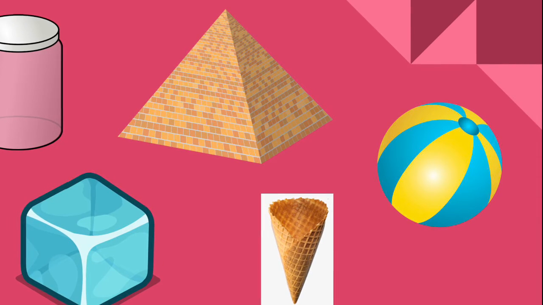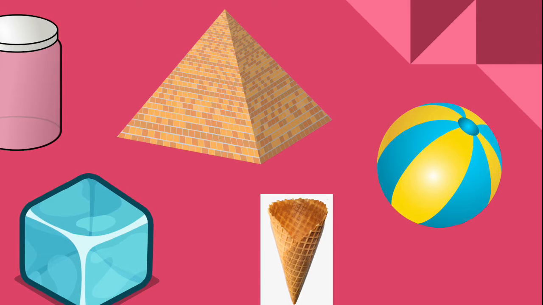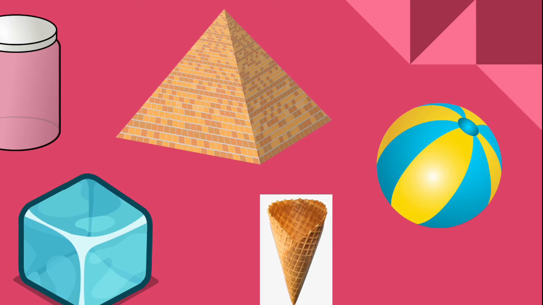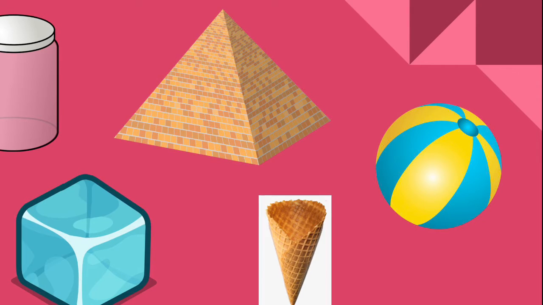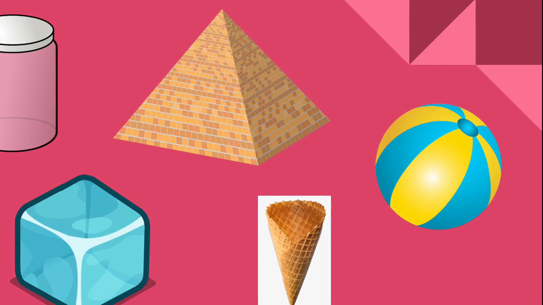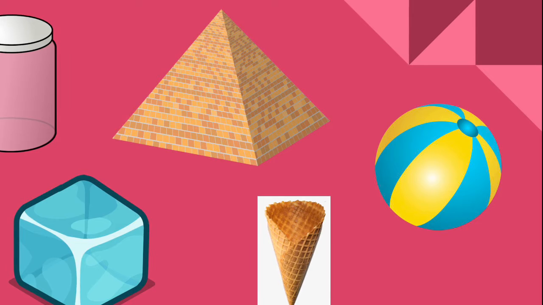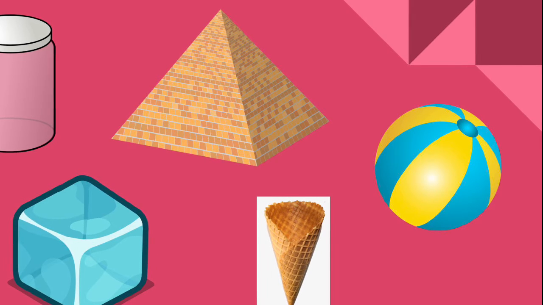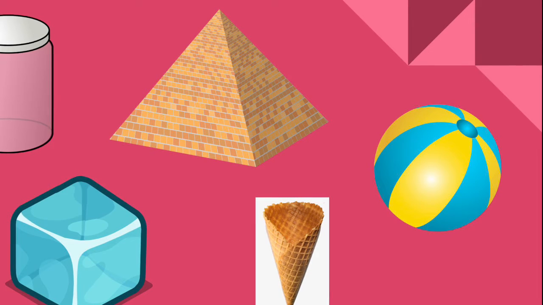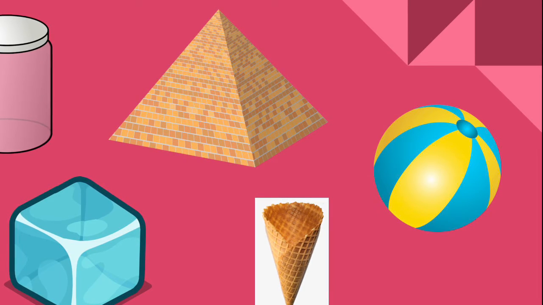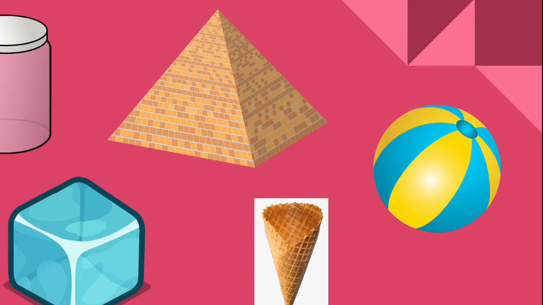A jar is a cylinder. A pyramid can really only be found in a few places. One of them is in Egypt. A ball, like a beach ball. A cone, like an ice cream cone. Or even an ice cube, which is an example of a cube. What shapes can you find or that you know of in the world around you?